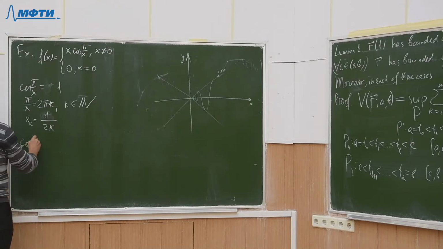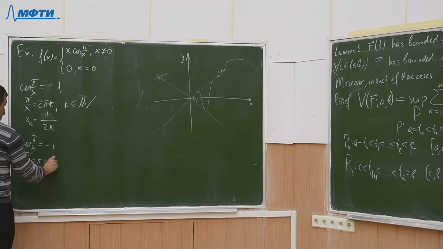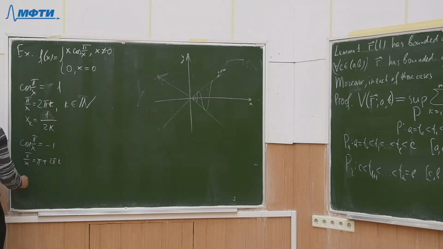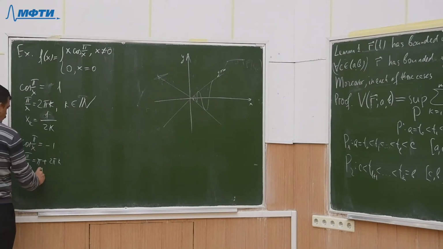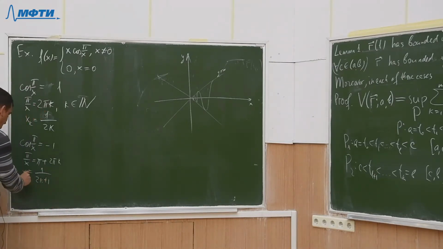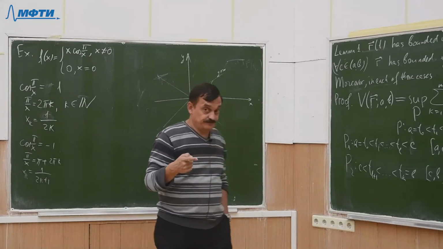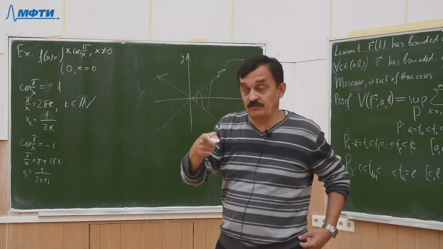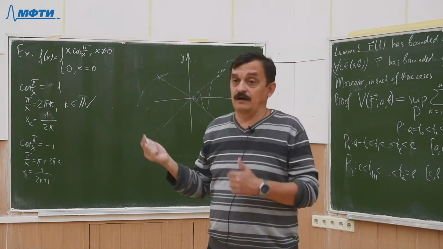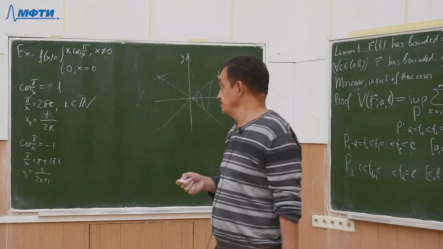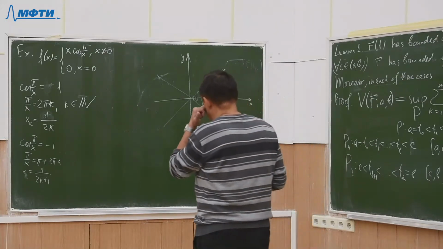Also, cosine pi over x equals minus 1 gives pi over x equals pi plus 2 pi k. Analogously, x is 1 over 2k plus 1. So you see that points of the form 1 over a natural number are precisely the points which are interesting for us.